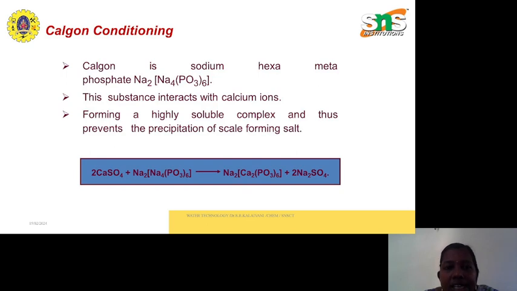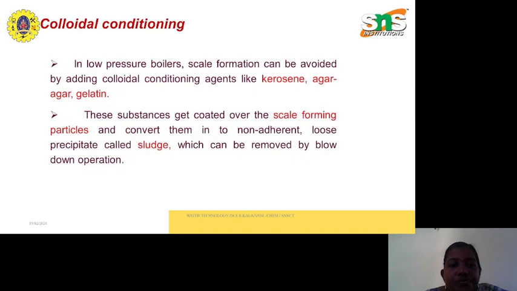The next one, calgon conditioning. Calgon means sodium hexametaphosphate. This is the complexing agent. Na2 Na4 (PO3)6. These substances interact with the calcium ions present in the hard water. It is forming a highly soluble complex and thus prevents the precipitation of scale forming salts. So calcium sulfate combined with calgon to form sodium calcium phosphate plus sodium sulfate.